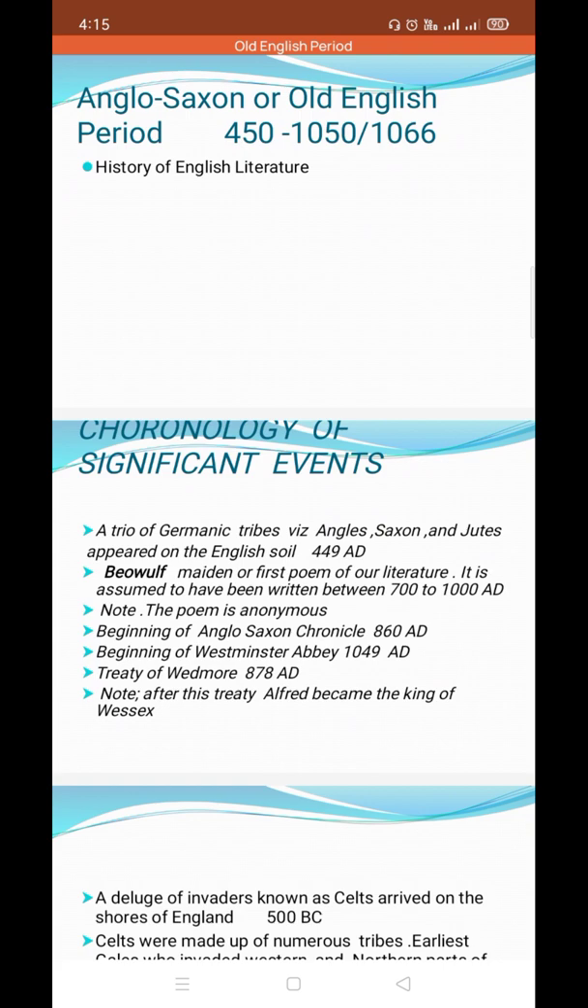Treaty of Wedmore: we know that when the Anglo-Saxons appeared on the English soil, there was a heptarchy. There were seven tribes ruling the land, and it was the Treaty of Wedmore where Wessex, or its king, emerged victorious, and he was King Alfred, who was crowned King of Wessex after the Treaty of Wedmore, which was signed in 878 AD.